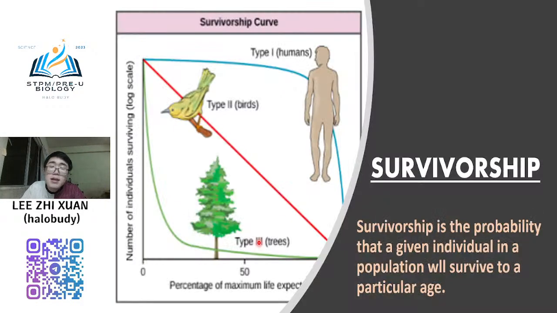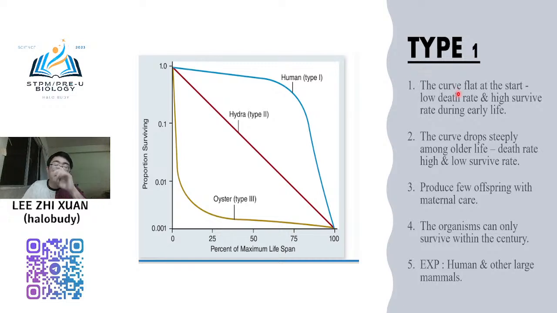So what do they mean? Okay, for type 1, type 1 is human. If you see this curve, what does this curve represent? Normally the y-axis is the proportion surviving, meaning the probability of that organism to survive. And this one is the time, masa dia. Normally the unit is year, the time that the organism survives.